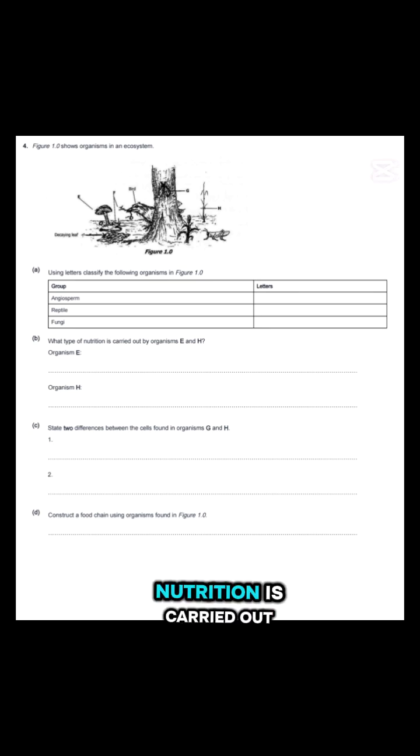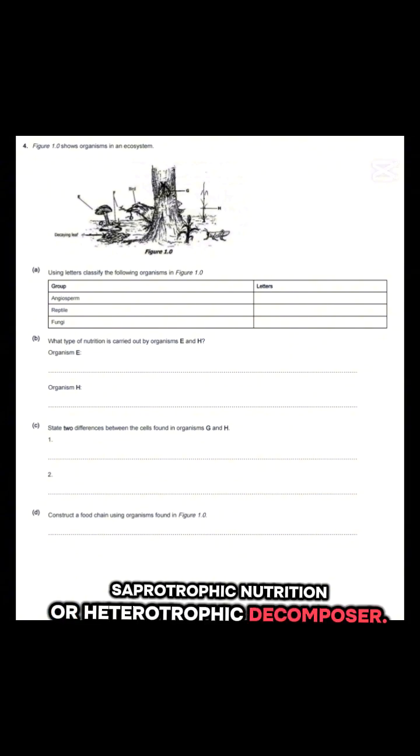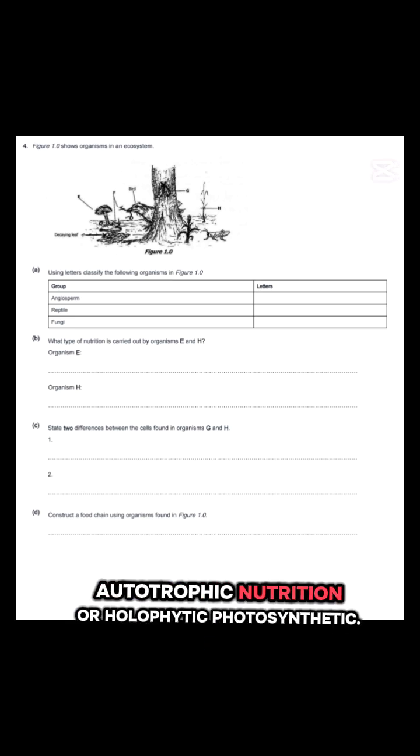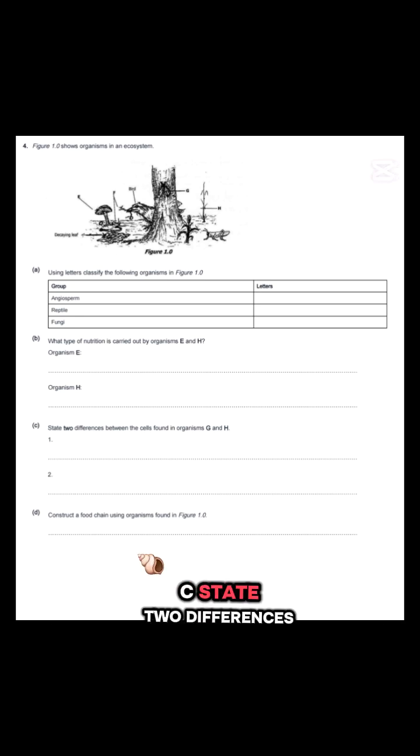B. What type of nutrition is carried out by organisms E and H? Organism E. Mushroom, saprophytic nutrition or heterotrophic decomposer. Organism H. Green plant shrub, autotrophic nutrition or holophytic, photosynthetic. C. State two differences between the cells found in organisms G and H. Note: organism G is a woody angiosperm tree, and H is a herbaceous plant shrub.